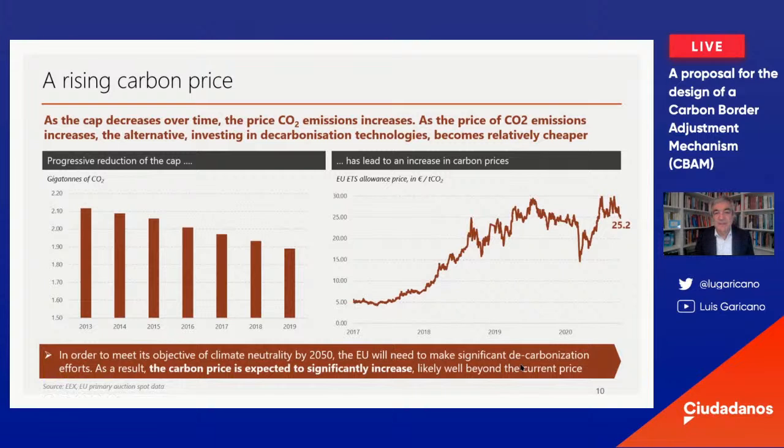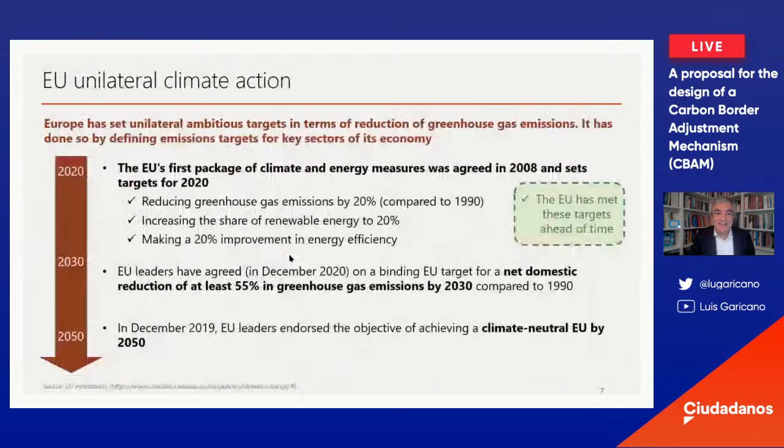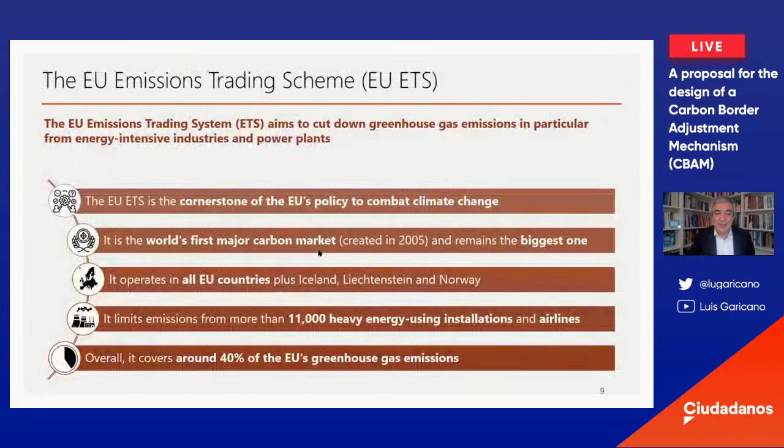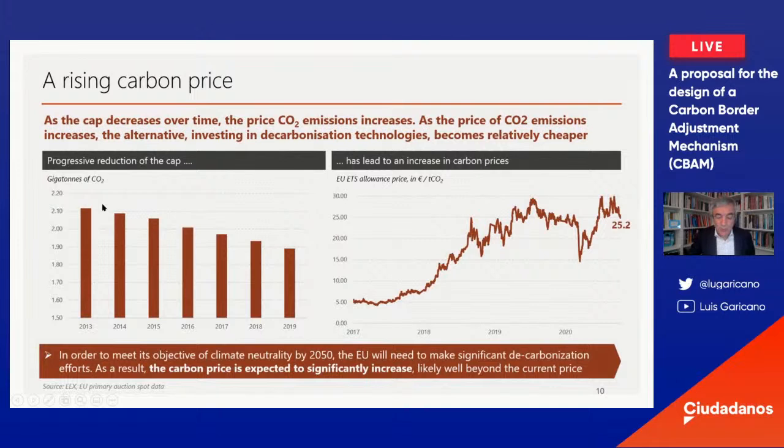So the cap decreases over time. The gigatons of CO2 are being reduced over time. Between 2013 and 2020, they had a linear reduction of 1.74% a year, which doesn't sound like a lot, but it is. If you look at the previous graph that we had, a 2.2% increase had led to this very, very large 34 to 49 increase in those years. So here we're going to be reducing by 1.74% a year.